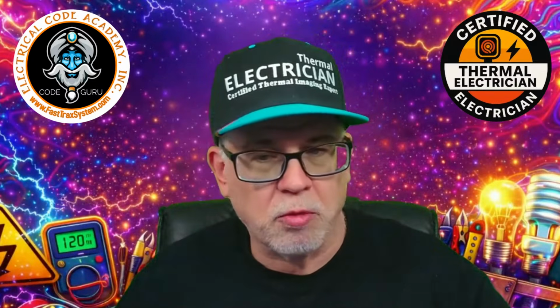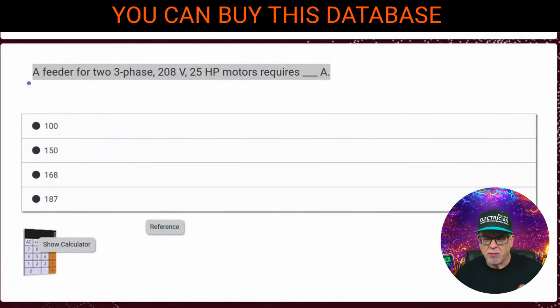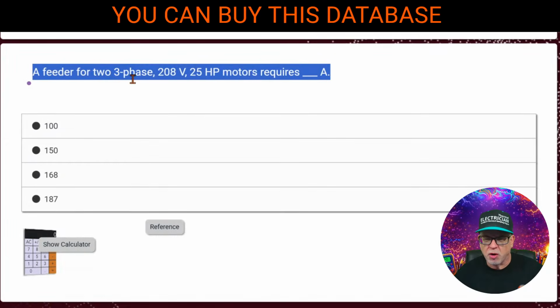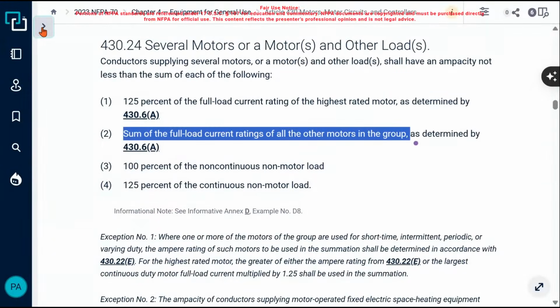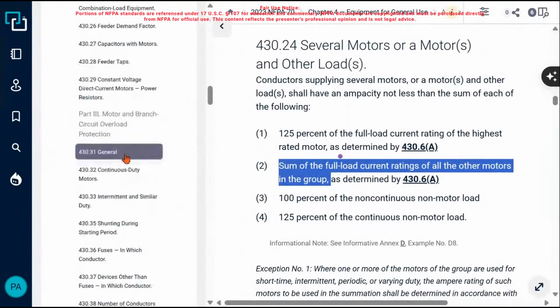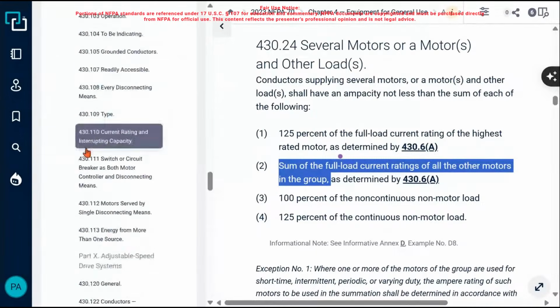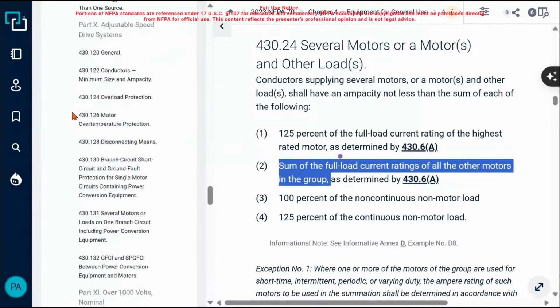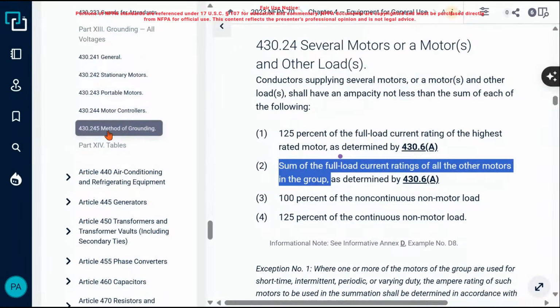So let's go back to the code book and remember what we're dealing with. First, let's make sure we write down what we're dealing with. We have three-phase motors, 208 volts, and they're 25 horsepower. Okay, so let's go on and get the stuff that we need to work this out. We already know what we're supposed to do. So now we're going to go down to 430.248 and 247 and all that, all the way down to the tables.